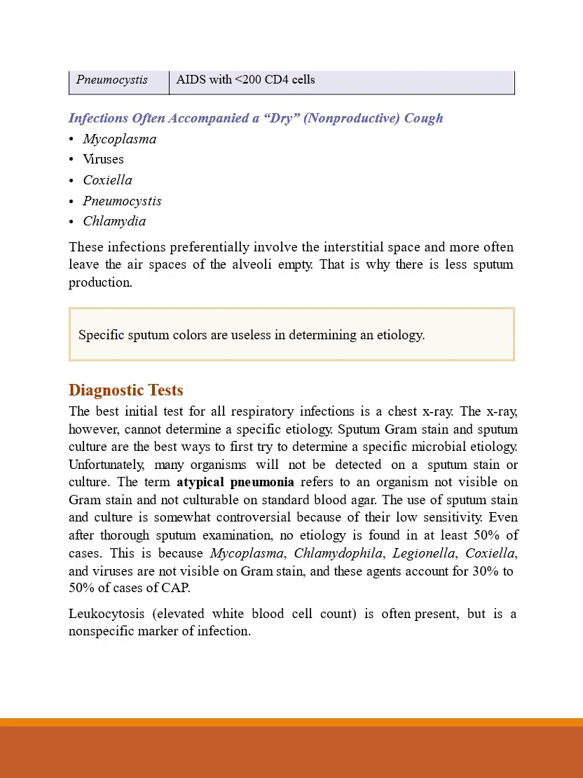How do we diagnose this? The best initial test for all respiratory infections is a chest X-ray. The X-ray cannot determine the specific etiology. The sputum gram stain and culture are the best way of first trying to determine the specific microbial etiology. What does the term atypical pneumonia mean? This refers to organisms which are not visible on a gram stain and are not culturable on standard blood agar.